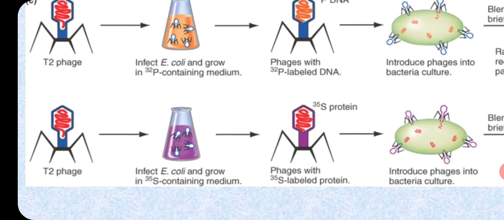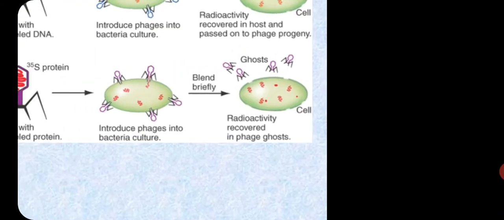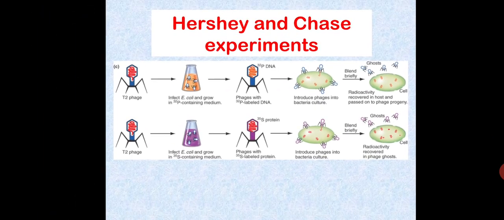Similarly, they also tried the experiment with 35 sulfur. They infected E. coli in a sulfur containing medium, since sulfur is a main component of amino acids, and amino acids are the building blocks of protein. You know that the phage has an outer layer of protein. The presence of 35 sulfur was observed in that left out outer protein coat on the cell. Because of that, it was confirmed that protein could not be the genetic material, as it remains outside of the cell.